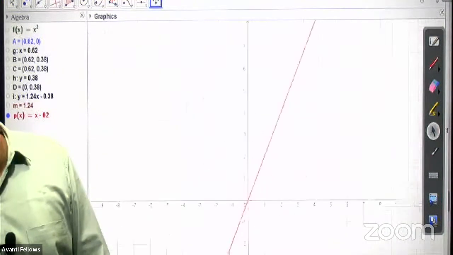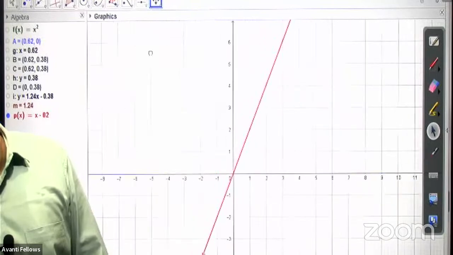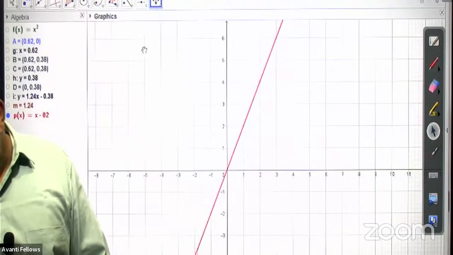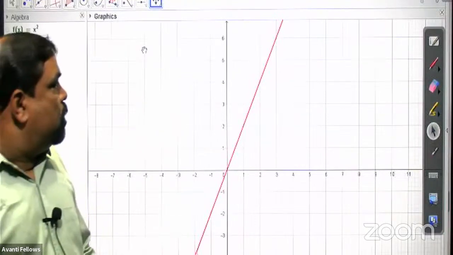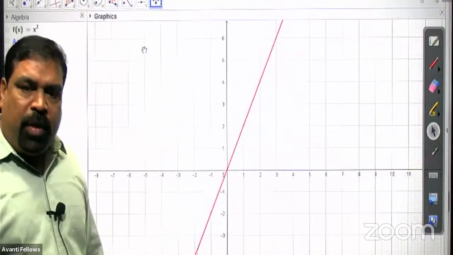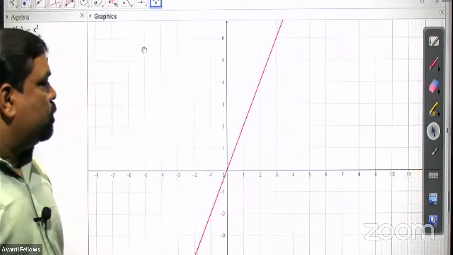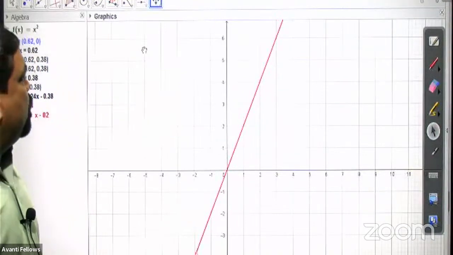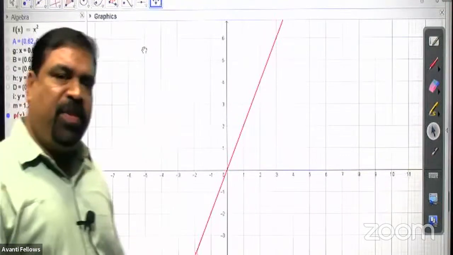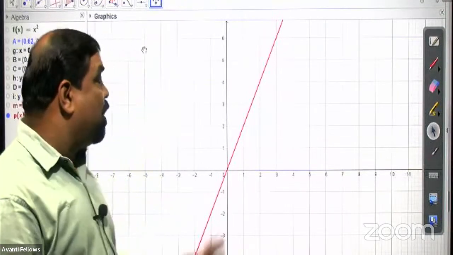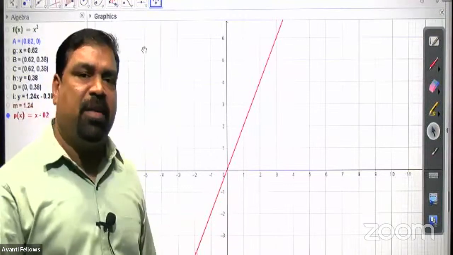So on the screen you can see a graph actually. A straight line, you know, isn't it? A straight line actually. So this is an example of a strictly increasing function.